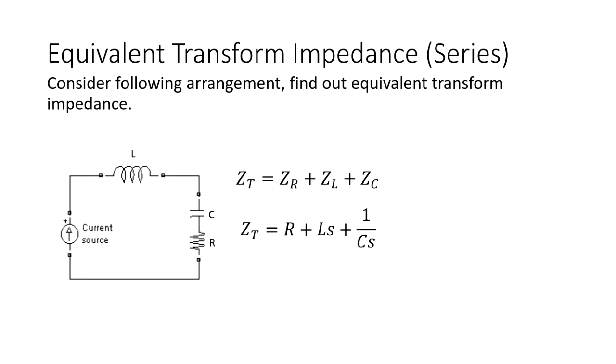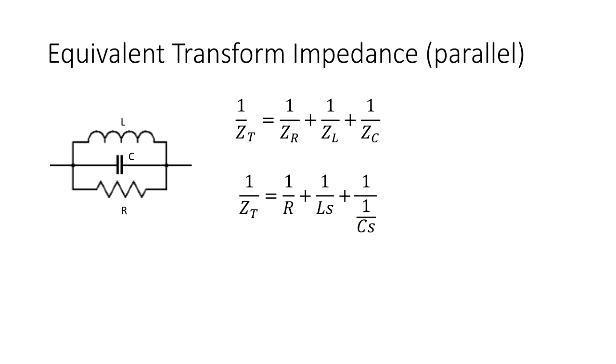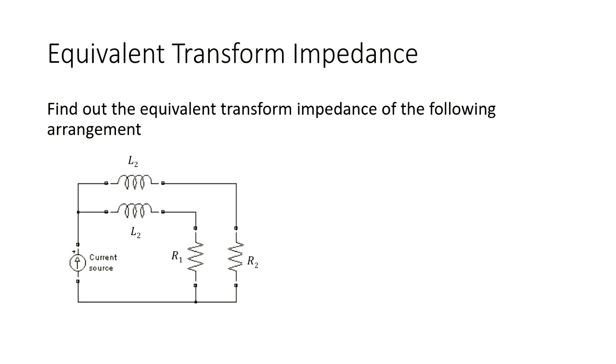Right, so this is it. Now for the parallel circuit, we know that 1 over ZT is 1 over ZR plus 1 over ZL plus 1 over ZC, which you can write in this form. And then we can simplify as much as we want. So now let's look at this.